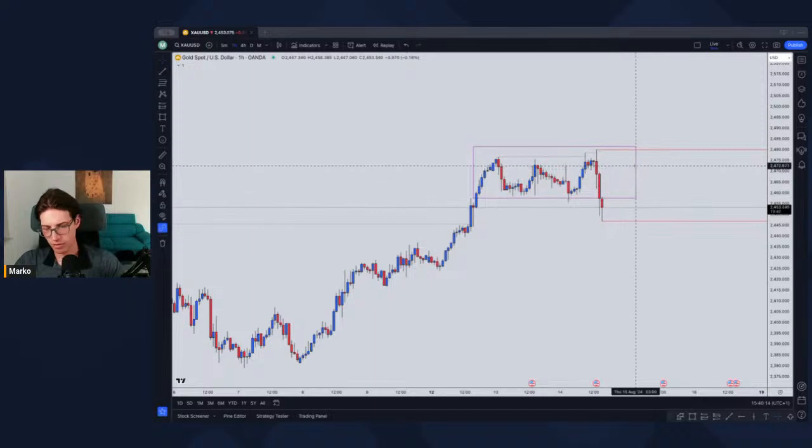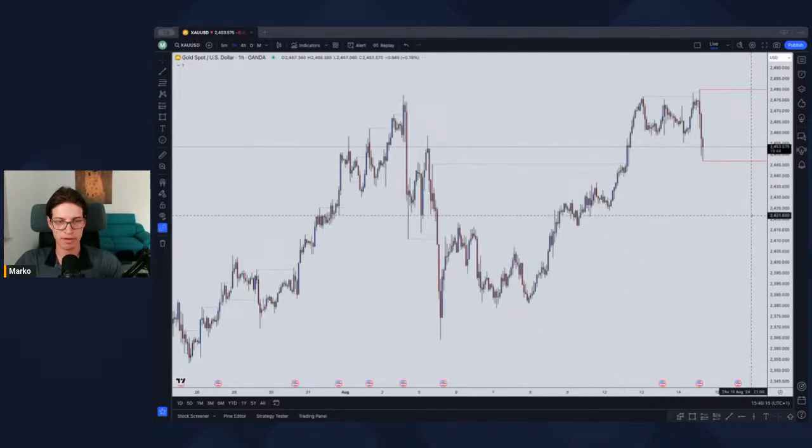So yeah, gold, a bit range bound in this area.